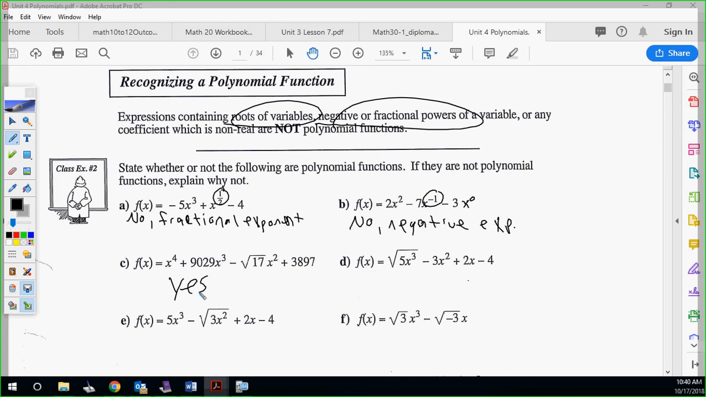Okay, how about D? No. It's a no, because the first term, that square root makes it 5x to the 3 halves. So you have a fractional exponent. Okay.